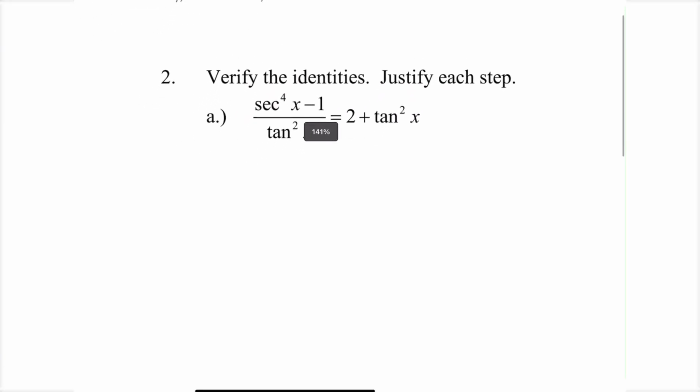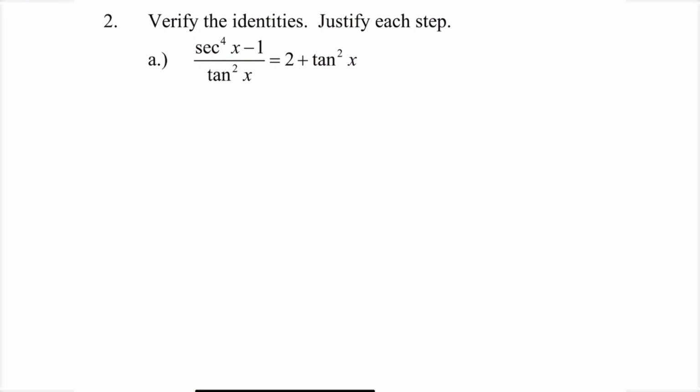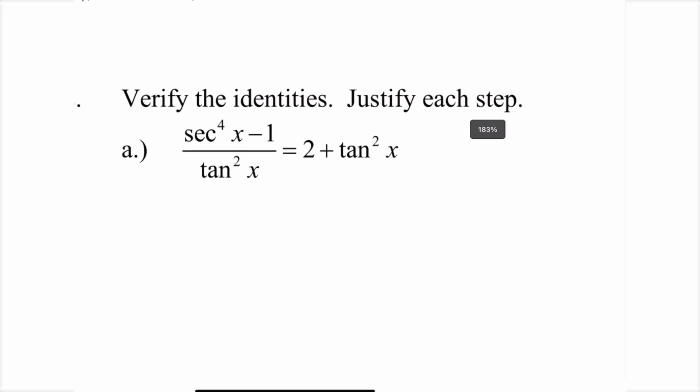Hello, friends. A lot of you guys emailed me asking about question 2 in the review packet, and a lot of you guys on my last video commented on doing a problem similar to this one. So I'll be going for secant to the 4th x minus 1 over tan squared x equals 2 plus tan squared x. So we're going to start off by looking at the directions.